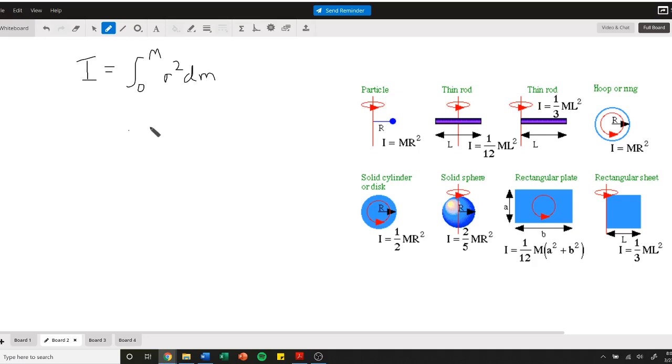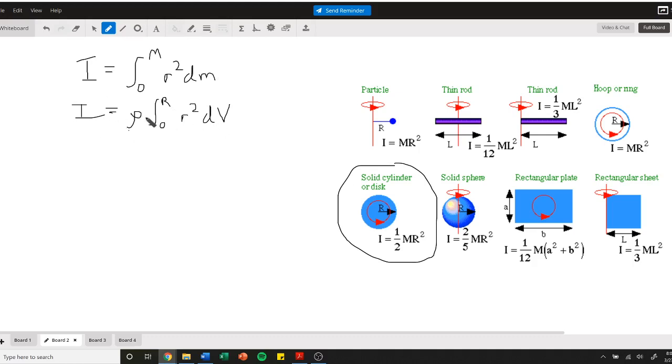Alright, so we don't have to do integrals in physics lab, but I thought I would do this one real fast. Let's do this integral for a disk. That's what we're going to be dealing with today: a solid cylinder spun about the middle. Anytime you see a mass integral, you can change it to a volume integral by using density. I is equal to rho, the density, integral from 0 to r of R² dV.